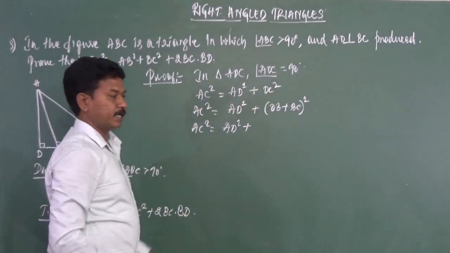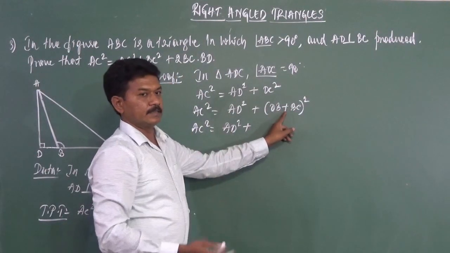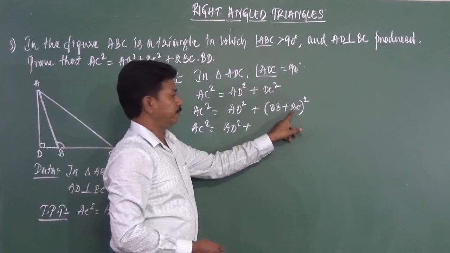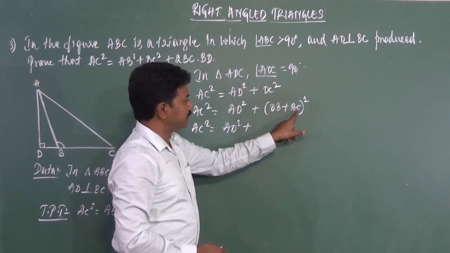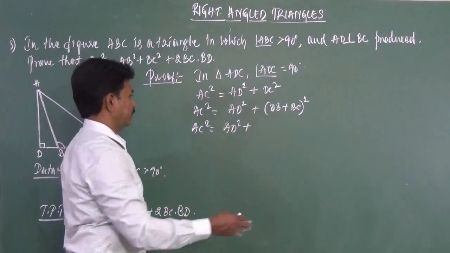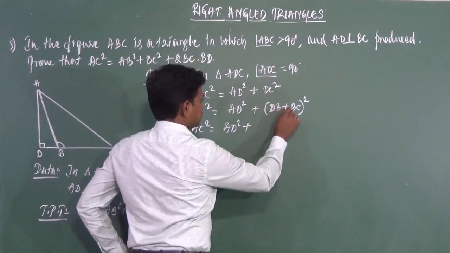That's very wrong, because between these two we have a plus sign or minus sign, so this square cannot be distributed for both. If it is DB into BC, then the square can be distributed for both. So this is a silly mistake we have observed. It is in the form of (A plus B) whole square.